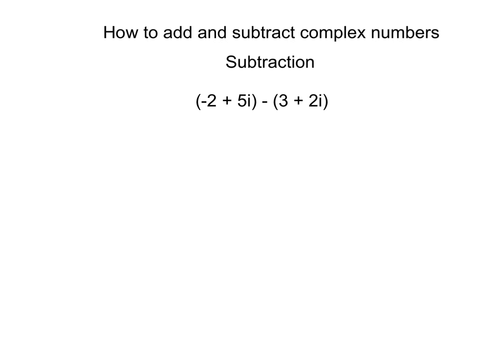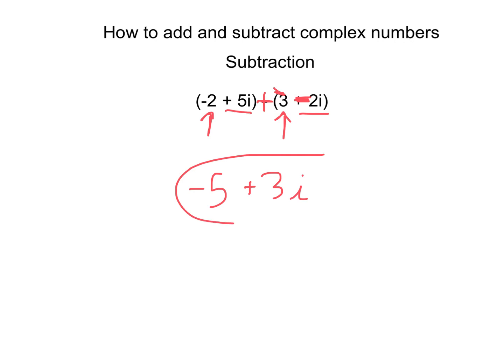Alright. So here we go. Let's talk. I changed the thickness of my pen, so there we go. Not a plus. This goes to negative. This also goes to negative. Okay? Now just combine our like terms. So negative 2 minus 3 is negative 5. 5i minus 2i is positive 3i. And that's it. Done.